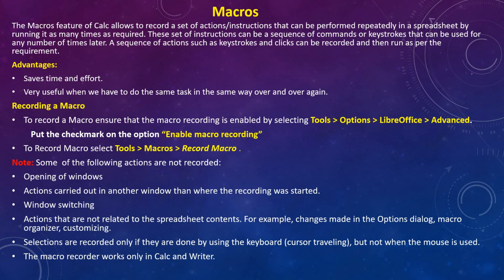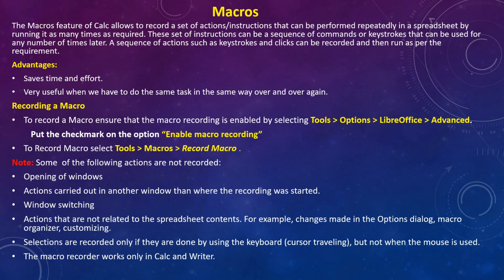To start the recording, again we have to go to Tools, but now we go to the Macros option, then Record Macro. Whenever we are recording macros, some of the actions are not recorded. For example, opening any kind of window, switching the window, changing the options in a dialog, or cursor traversing using the keyboard. These actions are not recorded, and the macro recorder works only in Calc and Writer.